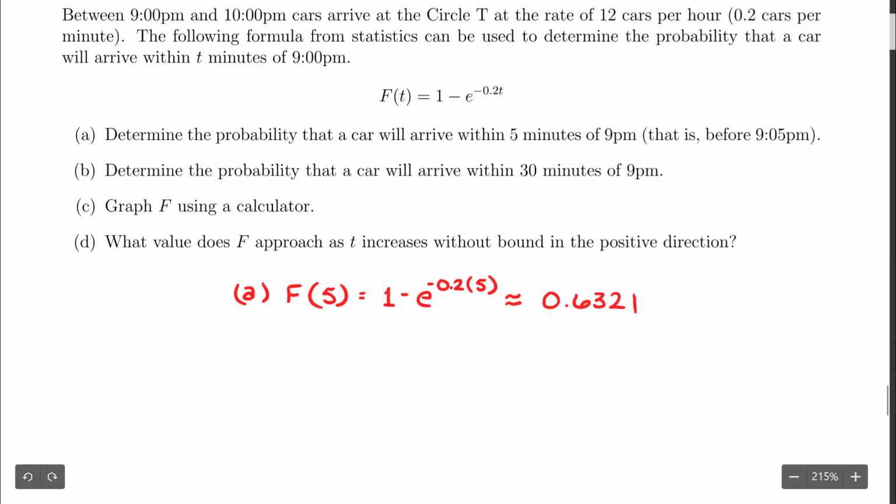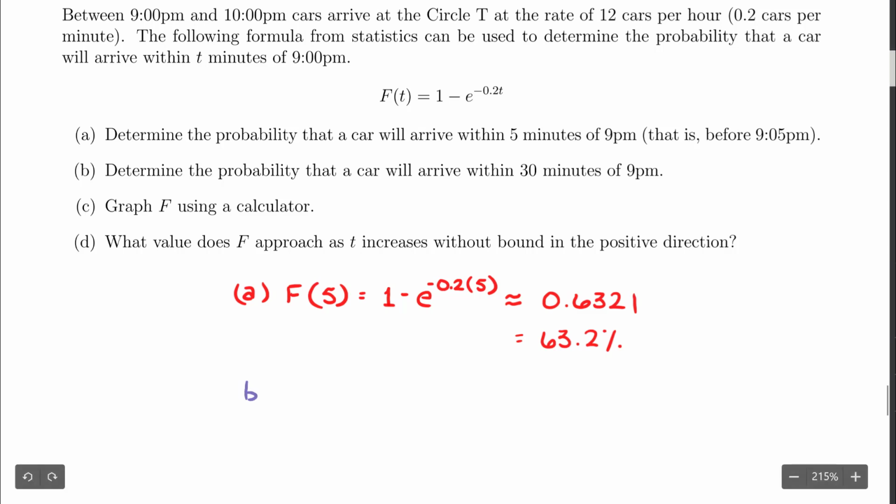All right, and so if we change that to a percentage, that is 63.2%. So there's a 63.2% chance that within 5 minutes of 9 p.m., so anywhere from 9 to 9:05, there will be cars arriving in the parking lot at Circle T.